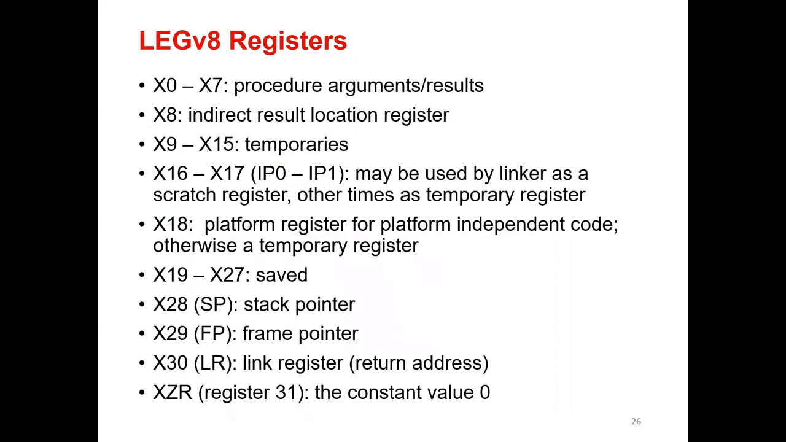For now, we are going to focus only on, remember that in the previous examples, we were using temporal registers and we just called them T0 and T1. Now we are going to use the real temporal registers for LEGv8, which are registers from X9 to X15. Why are the temporal registers X9 to X15?